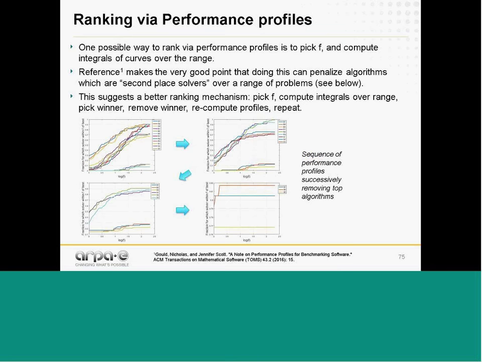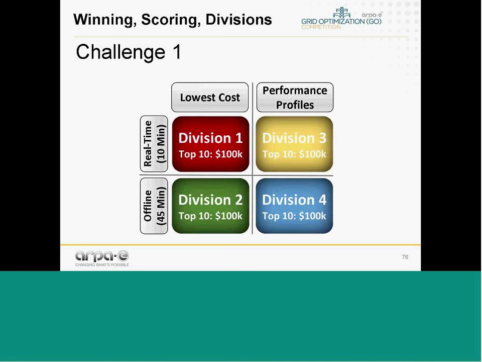Okay, any questions? No? All right. Coming back to scoring divisions for challenge 1. Just to review, we went over how the lowest cost is going to be determined across all the different scenarios and models relative to those 2 geometric mean procedures. That applies to division 1 and 2 for the 2 different time steps, and then the performance profile approach for divisions 3 and 4.